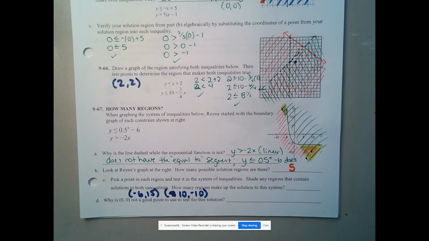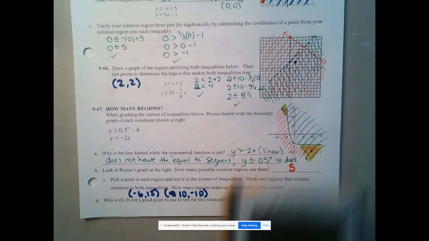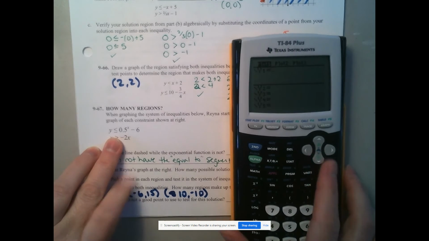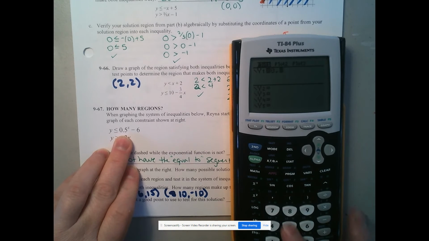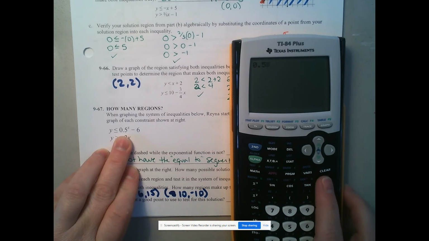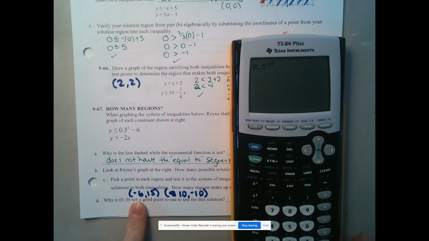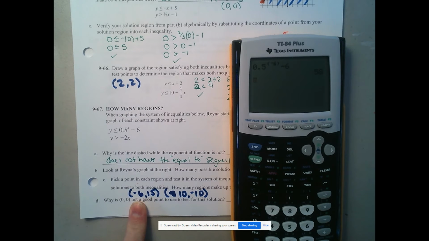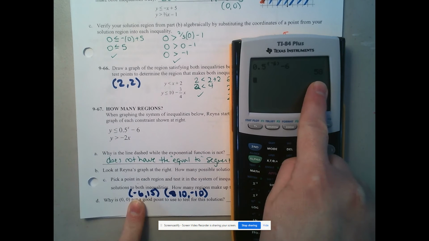Now, ways that you can test those. You can test them algebraically. This one says, pick a point in each region and test it in the system of inequalities. I'll go to the regular screen. 0.5 to the, now if x is -6, and then subtract 6. So what I did was I plugged in -6. 15 is the y value. Is 15 less than or equal to 58? And we would say yes.